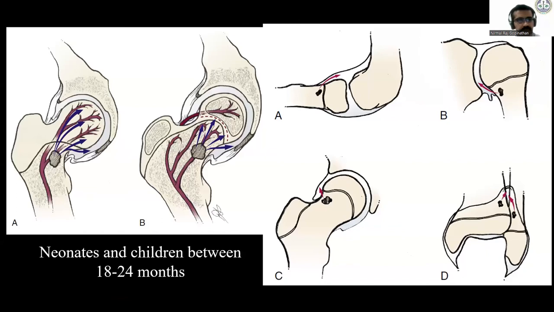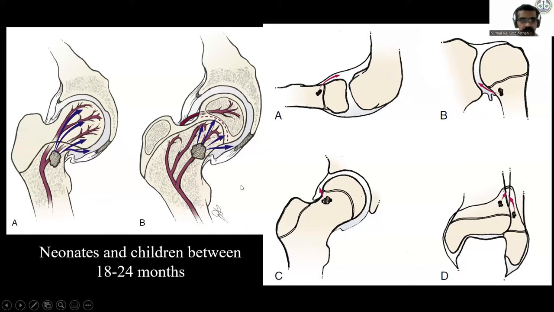So one thing is that in neonates and children up to 18 months or up to 24 months of age, the vascularity is shared between the metaphyses and the epiphyses. There is a transphyseal vasculature that is patent. So this infection can spread to epiphyses in these smaller kids. But once the secondary ossification center appears and the growth plate appears, the blood supply is varied and this doesn't happen frequently.